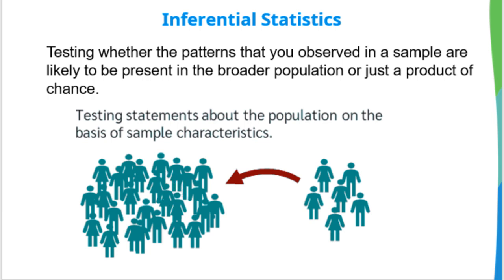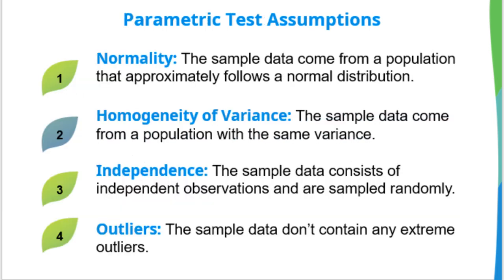Also, we can talk about a different kind of test, which is parametric and non-parametric. Parametric tests have assumptions. The first assumption is called normality, that is, normal distribution from Gaussian. The sample data come from a population that approximately follows a normal distribution. The normal distribution I'm talking about is the Gaussian-based normal distribution.